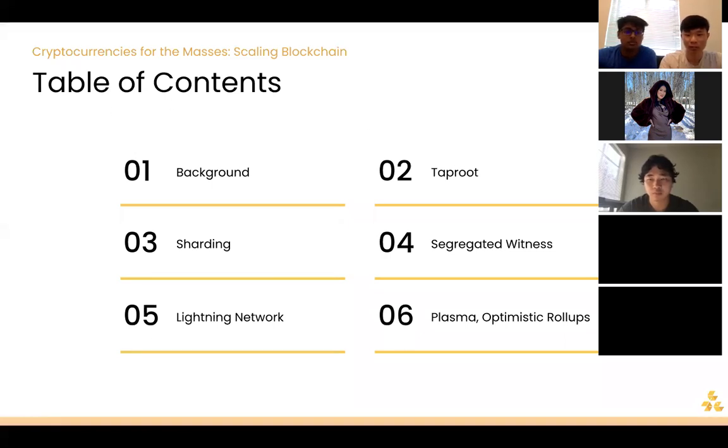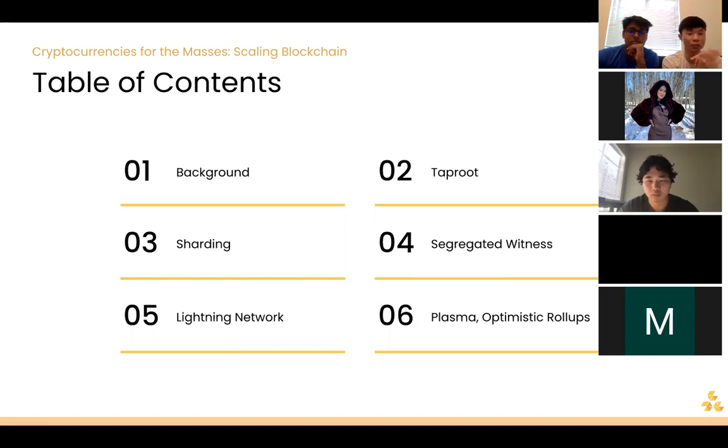Today, the table of contents: we'll go into the background of scalability, give you guys a little bit of context about why it's important and why there's a whole lecture dedicated to it. And then we'll go right into the case studies of actual implementation. So Taproot, Sharding, Segregated Witness, Lightning Network, Plasma, and Optimistic Rollups. These are all scalability implementations that we'll be talking about in the lecture.